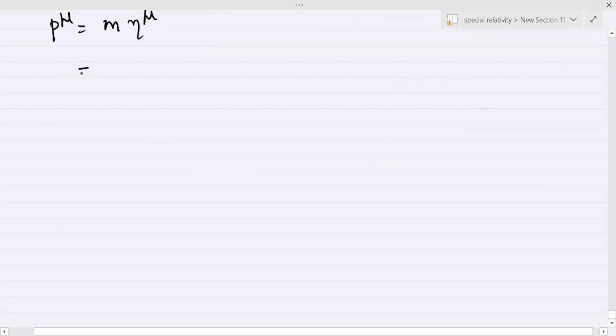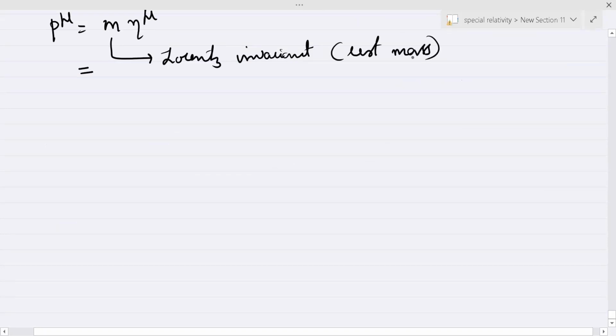Now let's look at the components, and you see that m is a Lorentz invariant quantity. It's called the rest mass. We are using only rest mass. We are not using the concept of a relativistic mass at all. That's a useless concept. So this is a Lorentz invariant quantity, and eta mu already transforms like a vector. So P mu also transforms like a vector. So it's trivial to show that the momentum four-vector that we defined here is a legitimate four-vector because it transforms according to the Lorentz transformation matrix.